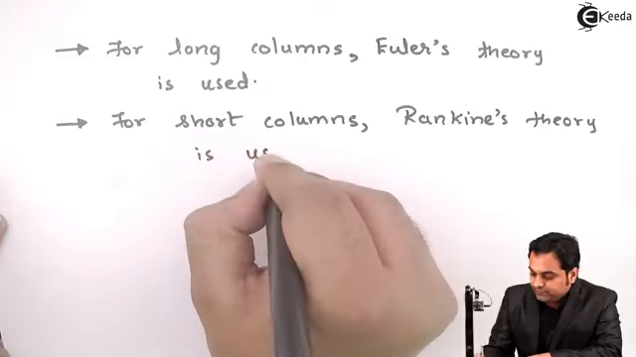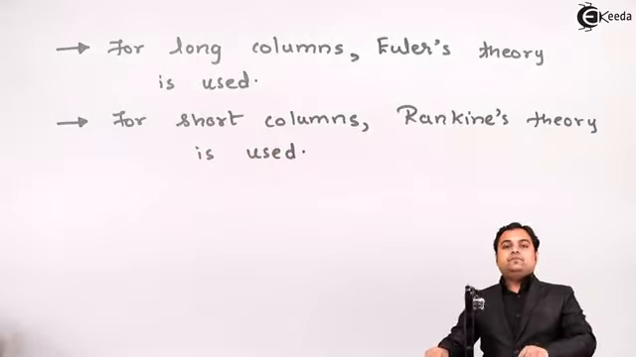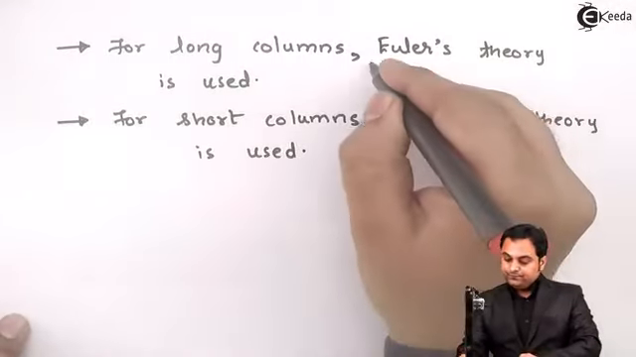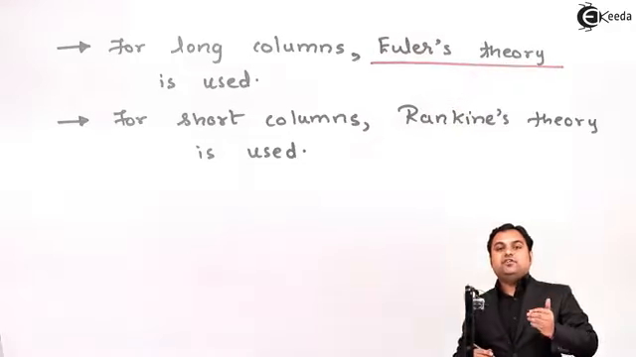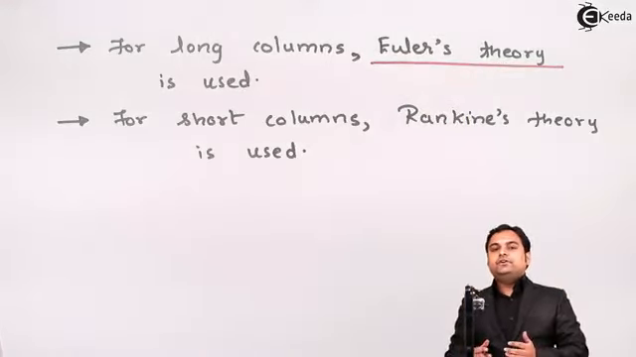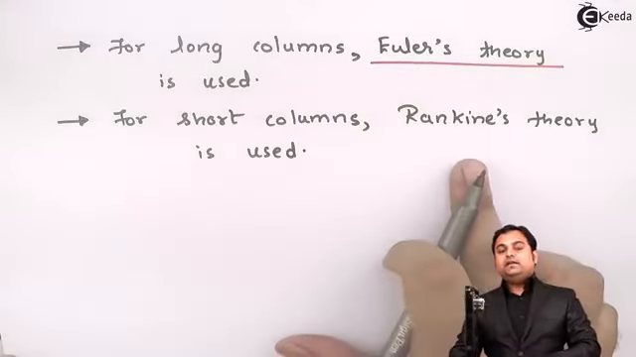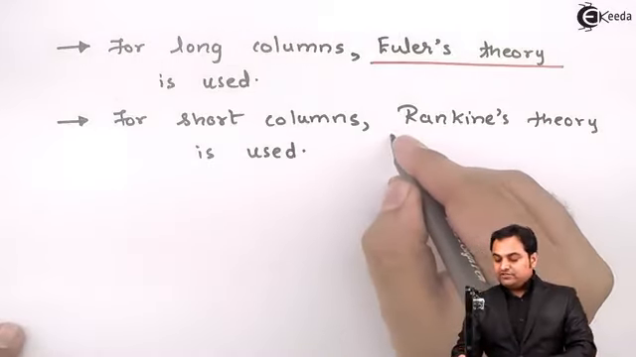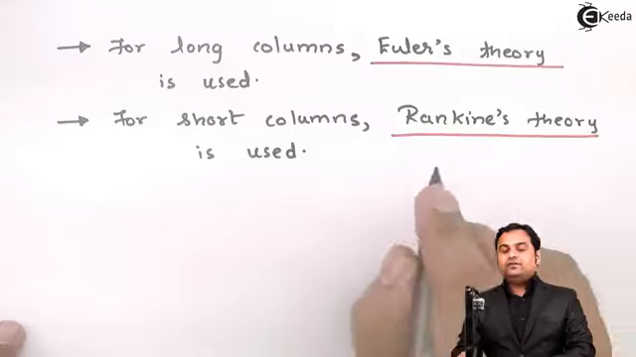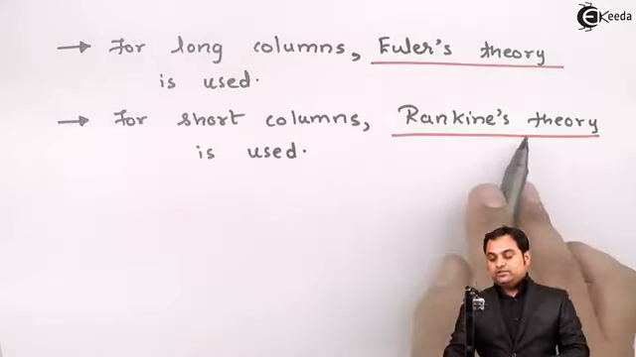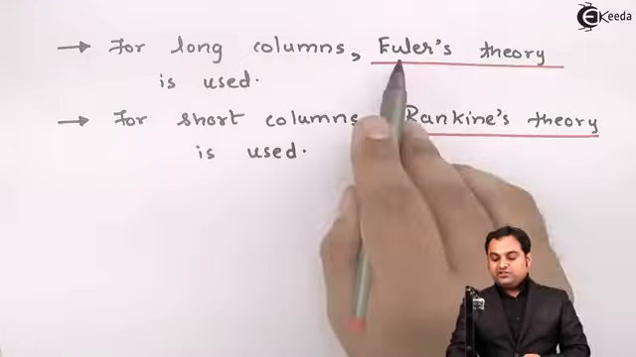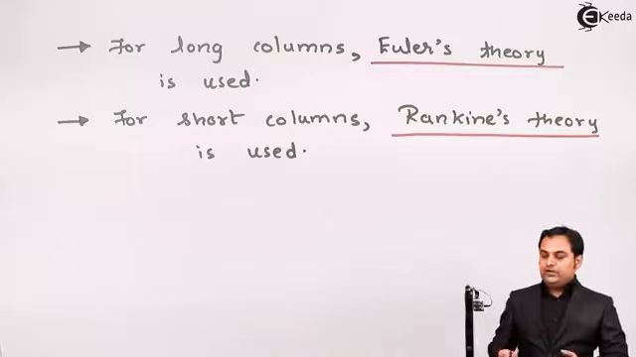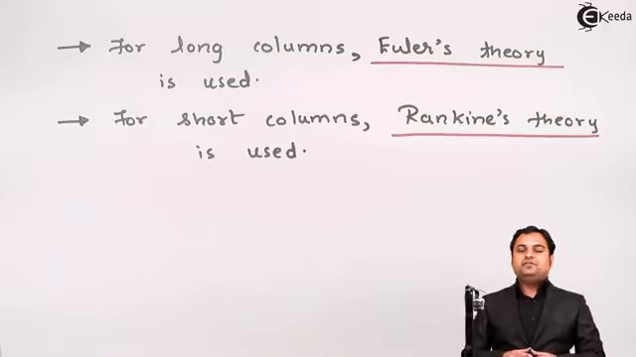That is, if we are solving a problem, then for long columns we are going to use Euler's theory, because Euler gave us the formula regarding long columns and he considered only the bending of the column, whereas Rankine considered even the compression effect, that is even for short columns. So this theory, which is Rankine's, is used for short as well as medium and long columns. So this theory is applicable to all types of columns, whereas Euler's theory is applicable only for long columns. So in this video we have seen the concept regarding columns and struts.